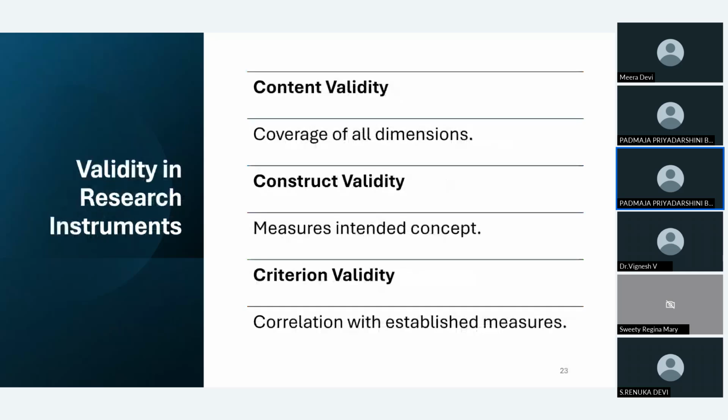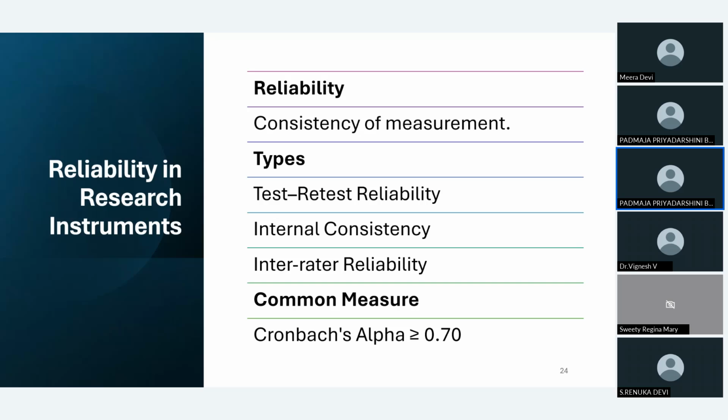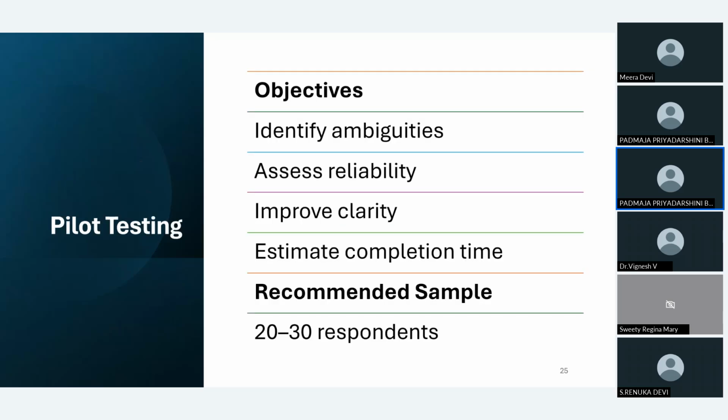So content validity, construct validity, and criterion validity are the important things when we talk about the pilot study. And reliability, we talk about internal consistency, and the common measure of reliability is Cronbach alpha. And when we go with the pilot testing, it will help us to understand the ambiguity of the study, the difficulty of the study, the estimated completion time, and also it will help us to improve the clarity.